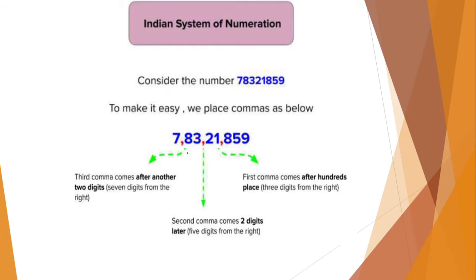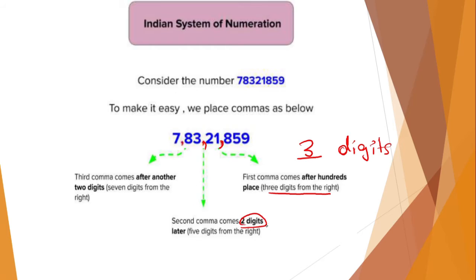So we have the number. The first comma you can see is after every 3 digits from right. Only the first comma is after every 3 digits. Afterwards it will be after every 2 digits. So you can see the second comma is after every 2 digits.